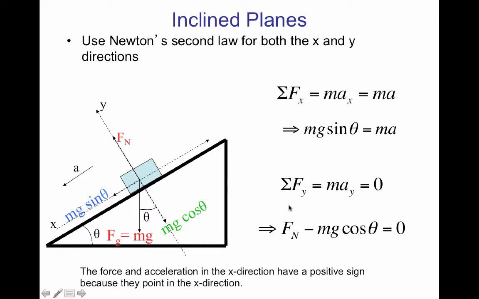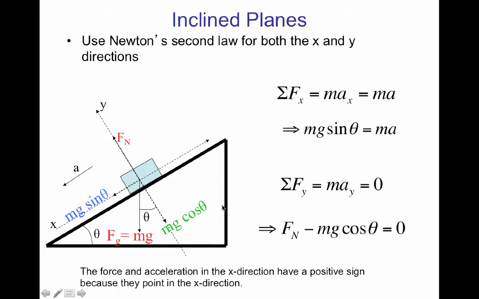Sum of forces in the y direction. Well, I've got this y component of gravity, which is this green one right here, mg cosine theta, and I've also got the normal pointing up. So I've got the normal up, which is positive, and then I'm subtracting off the gravity component because it's downwards. And those two actually have to equal 0 because there is no net movement of this skier or this object down into the plane.